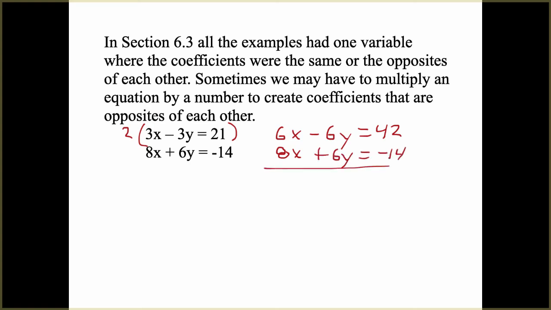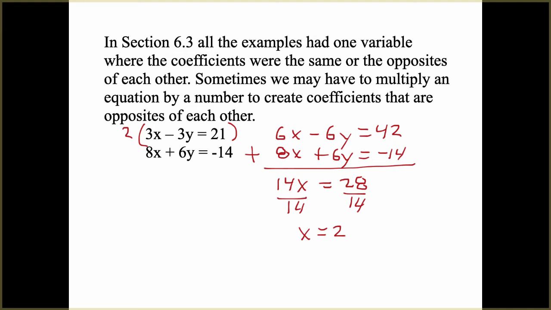All right, so now we're going to add them together. We have 6x plus 8x, which is 14x. Negative 6y plus 6y goes to 0, which is what we want to have happen. One of the variables has been eliminated. And 42 minus 14 is 28. Divide by 14, and we get that x is 2.